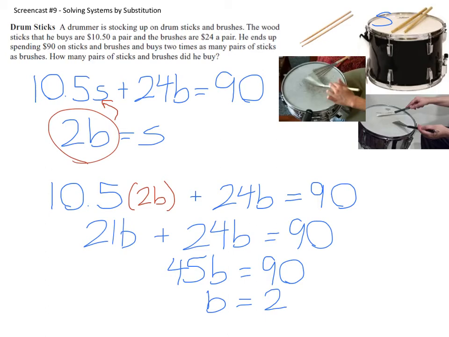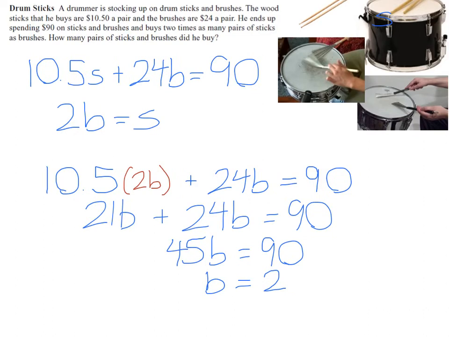Thus, we have solved for the number of pairs of brushes. We know for a fact it is 2 pairs of brushes. Now, we're halfway done because we also have to figure out how many pairs of sticks this drummer happened to have purchased. But here's the really nice thing about doing that second substitution: where in the world should we take this? We know 2 is now equal to b, or b is equal to 2 rather. So should we replace the b in this equation with it, or replace the b in the other equation with it? The answer is it doesn't matter.